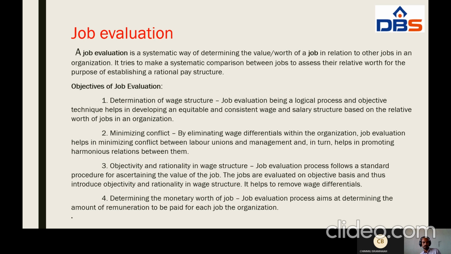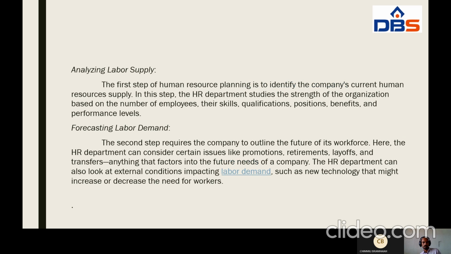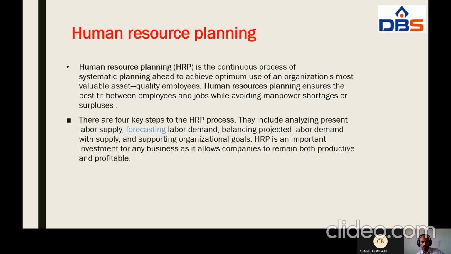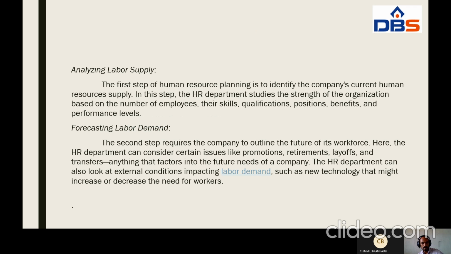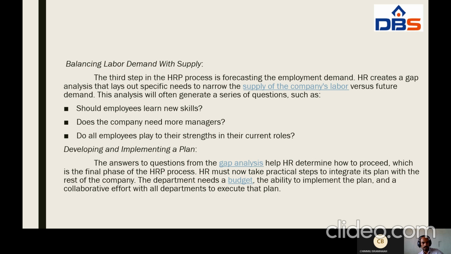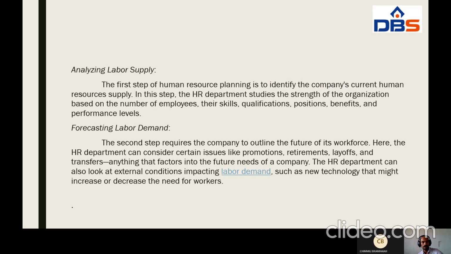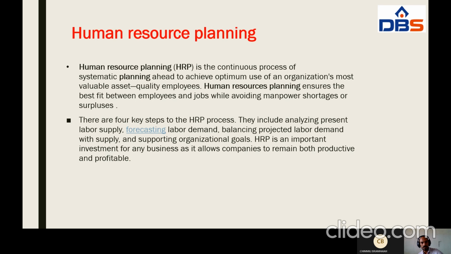And coming to human resource planning, there are four stages under human resource planning. First one is analyzing labor supply, and the next, forecasting labor demand, and the third one, balancing labor demand with the supply, and the fourth one is developing and implementing a plan. These are all relating to the human resource planning process.